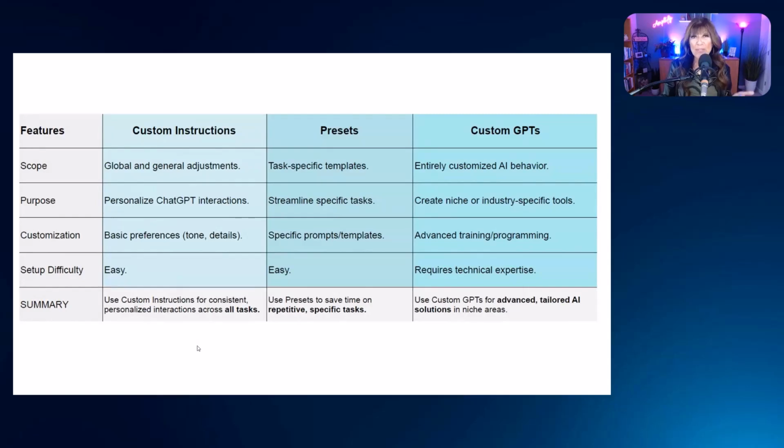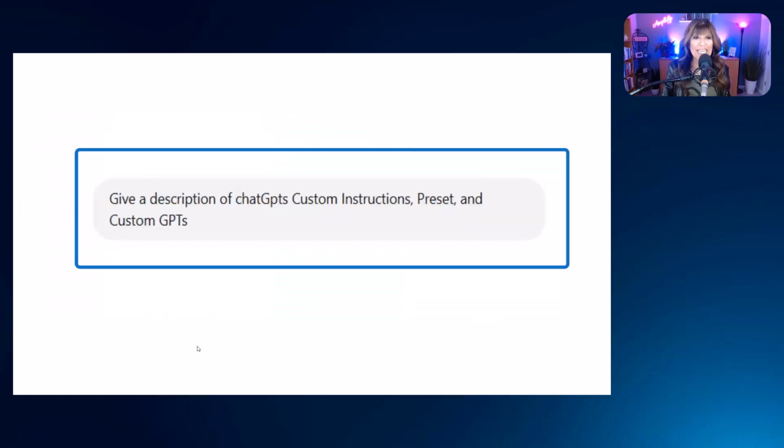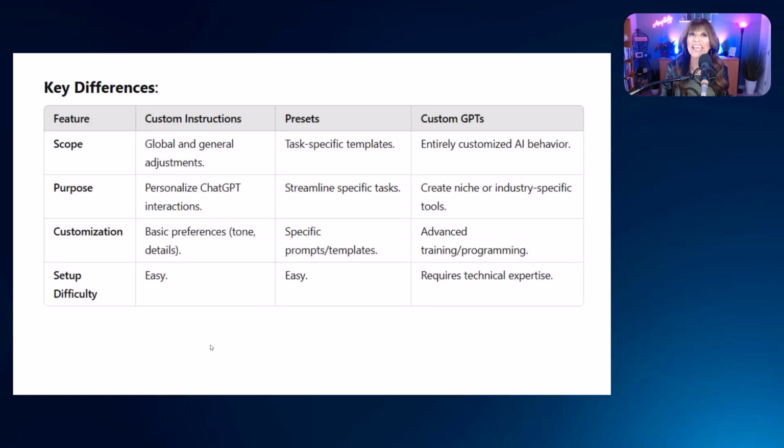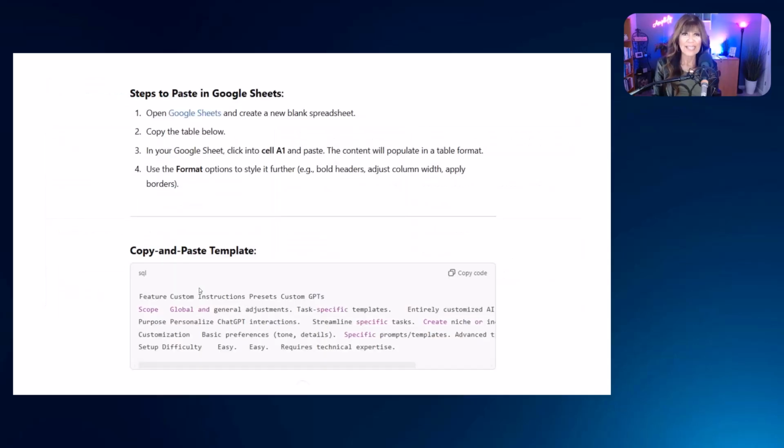Even this diagram was created with ChatGPT. Here's what I did. I asked it to give a description of ChatGPT's custom instructions, presets, and custom GPTs. And then it gave me this chart. Then I gave it another prompt and I asked it to help me convert that into a Google Sheet. So it gave me a step-by-step process to open Google Sheets, create a new blank spreadsheet, copy the table below into the Google Sheet in cell A1 and paste.